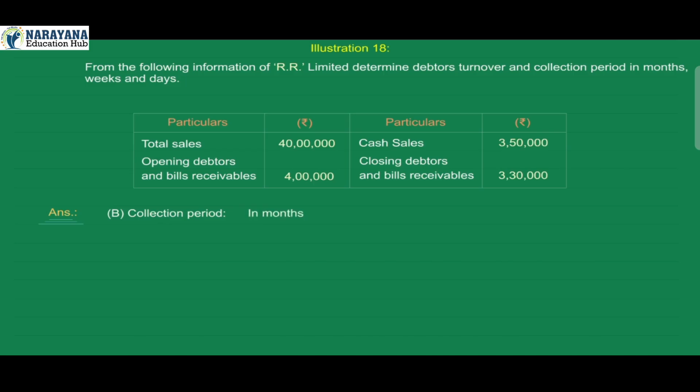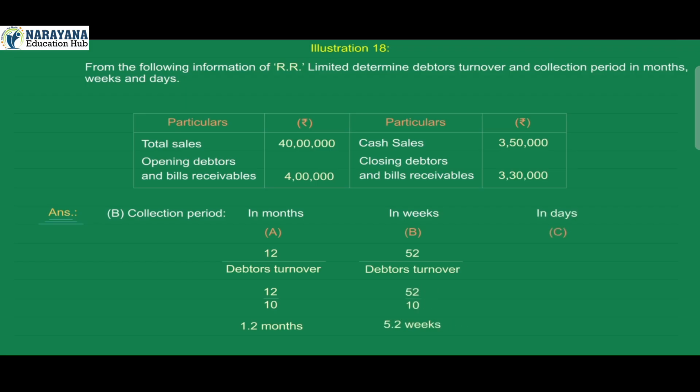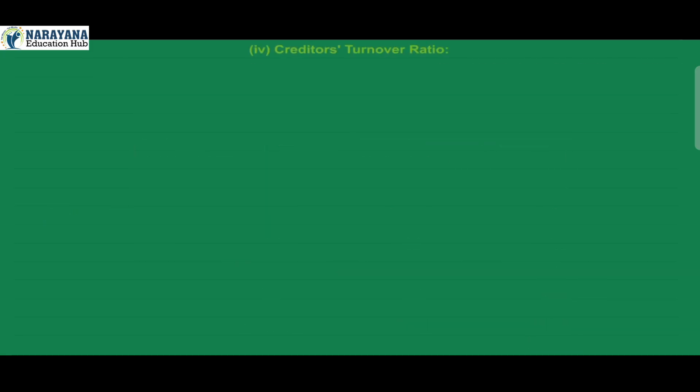B. Collection period. In months, A. 12 divided by debtors turnover, 12 divided by 10, 1.2 months. In weeks, B. 52 divided by debtors turnover, 52 divided by 10, 5.2 weeks. In days, C. 365 divided by debtors turnover, 365 divided by 10, 36.5 days, that is 37 days.